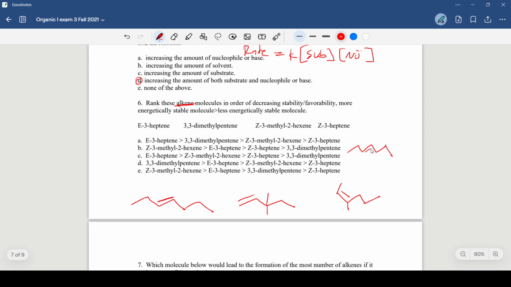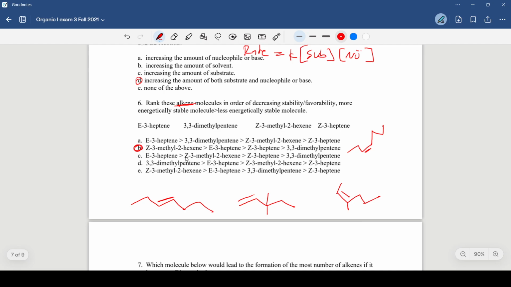Okay. This is Z, so Zamzide, we're gonna have to move this up. Then we're just gonna erase this other one. Okay, so time to rank these. So the most stable first. So the most stable is going to be... So just B is the answer.